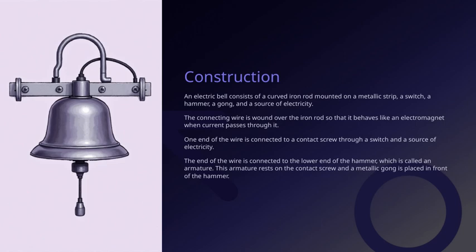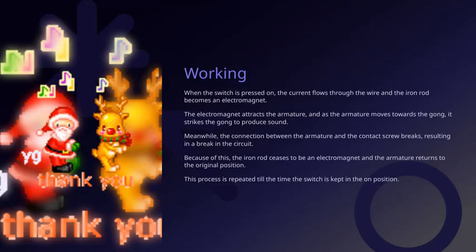When you press the switch to the on position, current starts flowing through the wire. This flow of current turns the iron rod into an electromagnet, which is a key concept because it demonstrates how electricity can generate magnetism. The electromagnet then attracts the armature, which is a movable part in the device. As the armature moves towards the gong, it strikes the gong and produces a sound, serving as an audible signal or alert. Now, here's the interesting part.